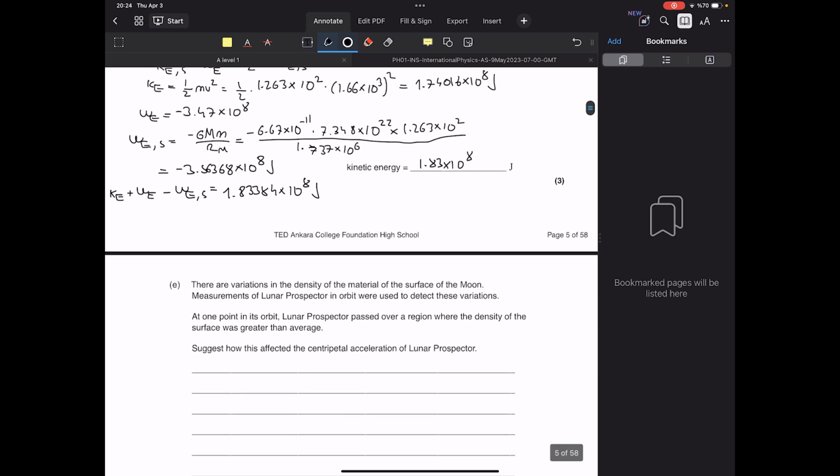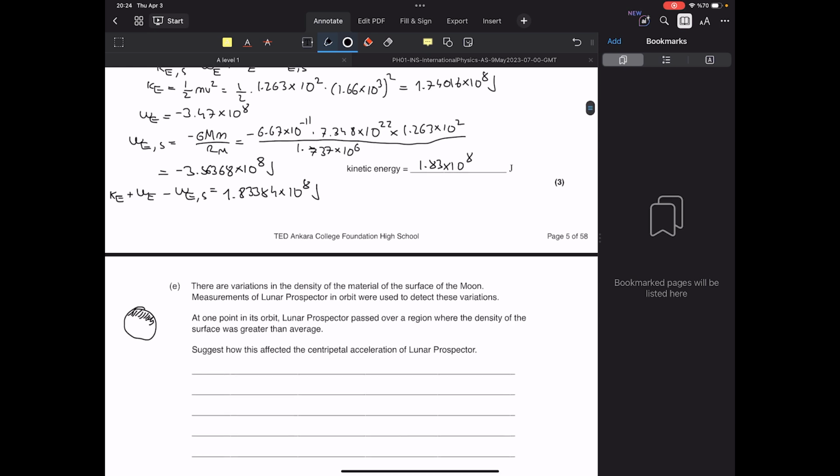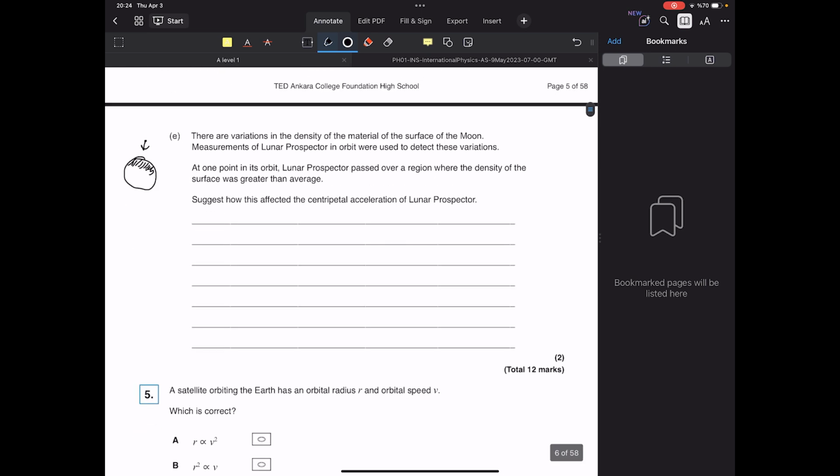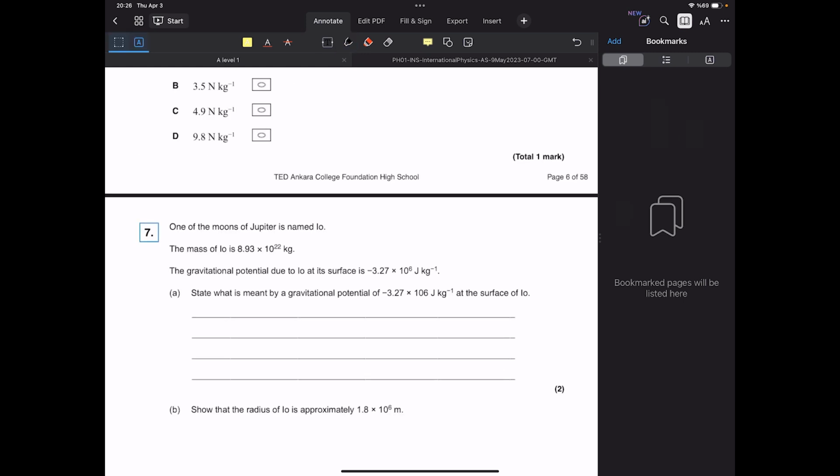So at a region where the density is higher, so more mass is concentrated, that means the gravitational pull is going to be higher. So the gravitational field strength, g, will be higher, which is the centripetal acceleration. So that will increase the centripetal acceleration. You can write this down.